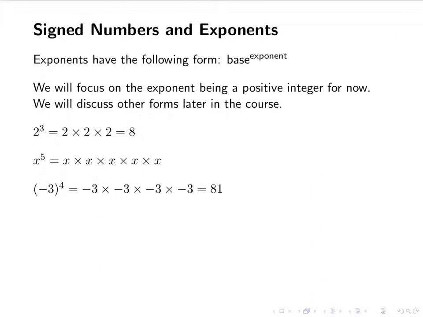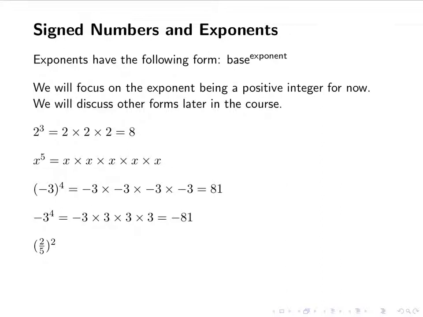There is a big difference between this and the following, -3 to the fourth. Without the parentheses, my base is 3, and this is negative 3 times 3 times 3 times 3. There's only one negative, so my answer is negative 81. So again, be careful. If there's no parentheses, then your base is the number closest to the exponent.